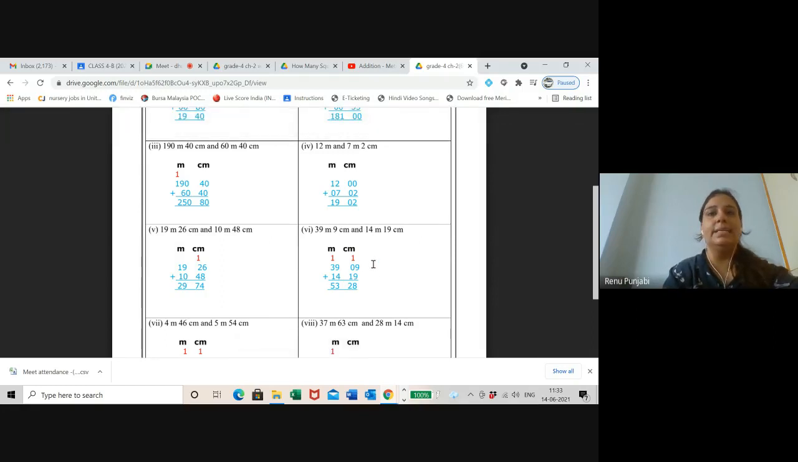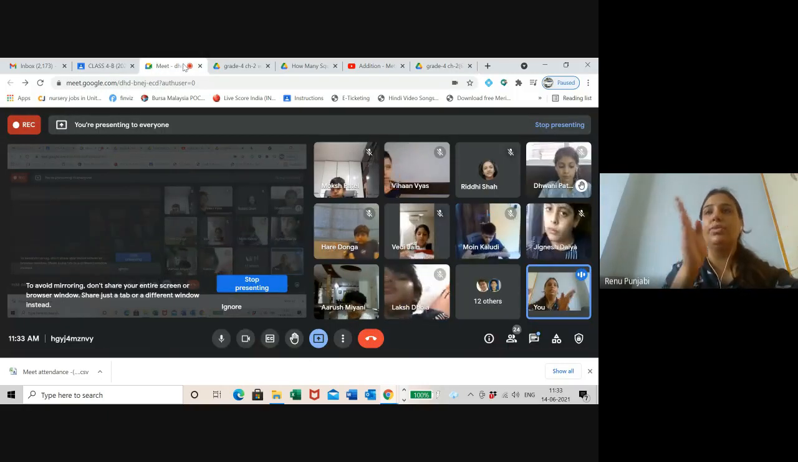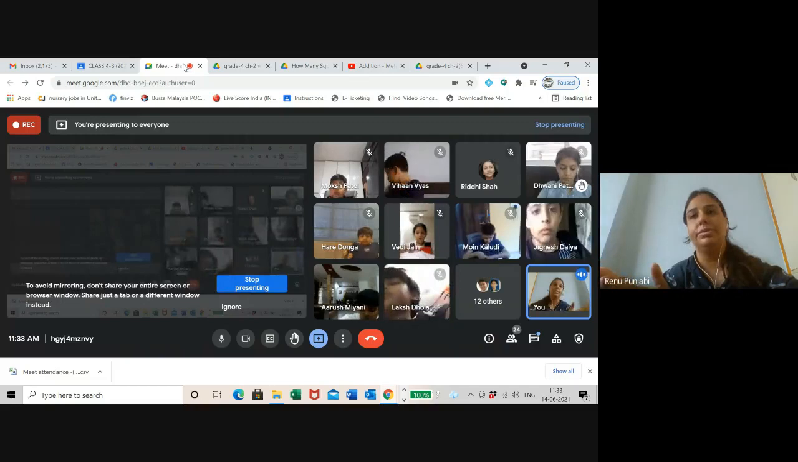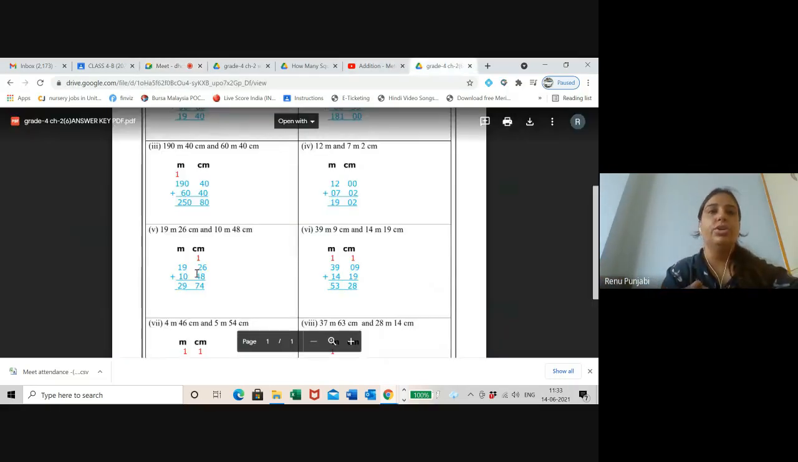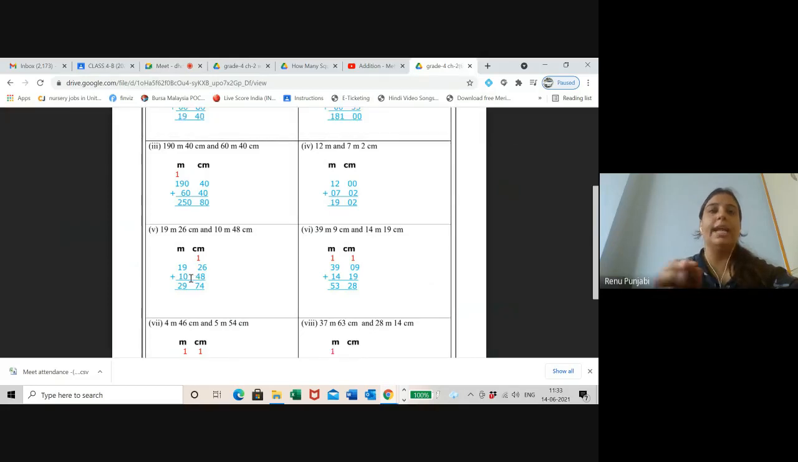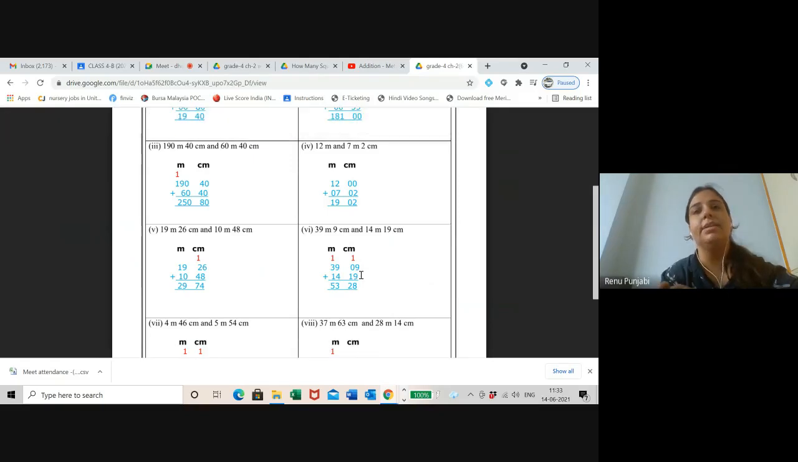39 meter 9 centimeter, because nothing is here, only a single digit is here. So write 0 first and then 9. It is compulsory to understand this concept. If you write 9 and then you write the 0, it will become 90, not the 9. That is why I am telling you to write the 0 first and then write the number. In the same situation you will get in meters also. In meters also, when you start writing the digits, start from the back. In centimeter also, start writing from the last place.